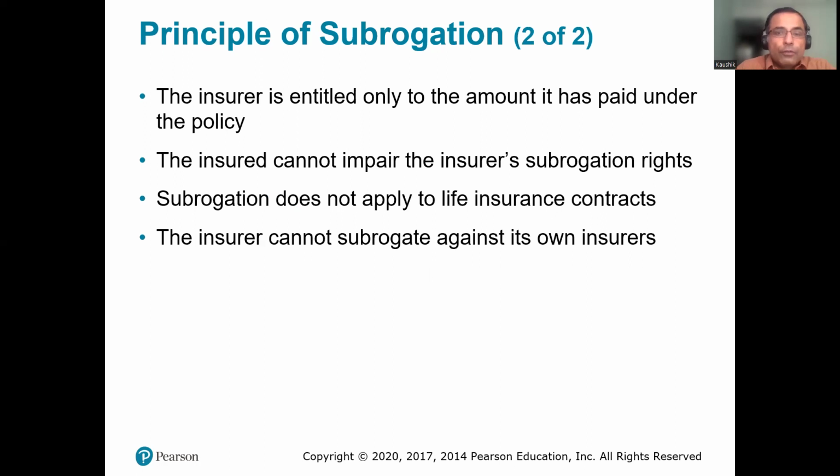So what does the principle mention? That the insurer is entitled to the amount it has paid under the policy. So in case of the accident, whatever money is paid to me by my insurance company, the insurance company can claim only that amount from the third party. I cannot restrict the insurer's subrogation rights. That is to prevent me from claiming compensation twice.